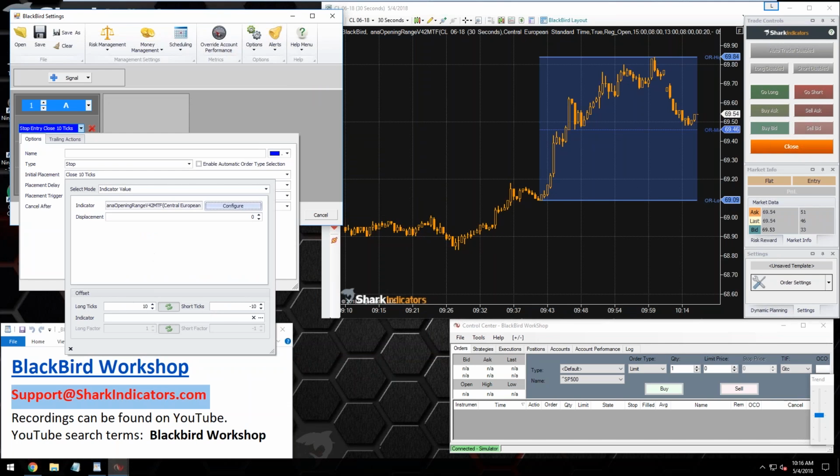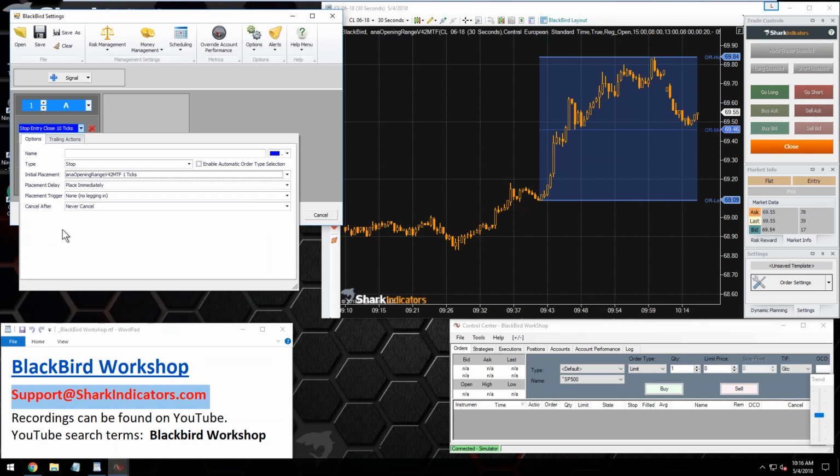Now let's add an offset. If it's a long trade, we're going to place the entry order one tick above the upper range, and one tick below for a short. So instead of a 10 tick offset, let's just adjust this to a 1 tick offset. There we go. That should do it.